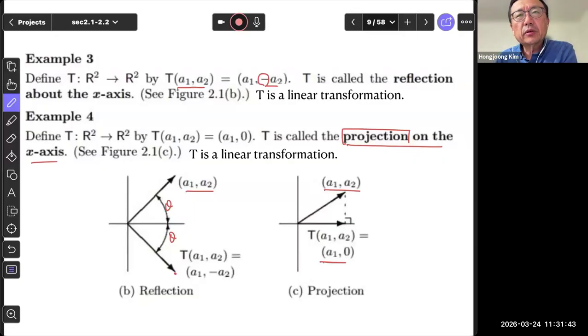So if you came from engineering, probably you know many linear transformations like this, rotation, reflection. They are key functions in robotics and so on. So they are some examples of linear transformations.